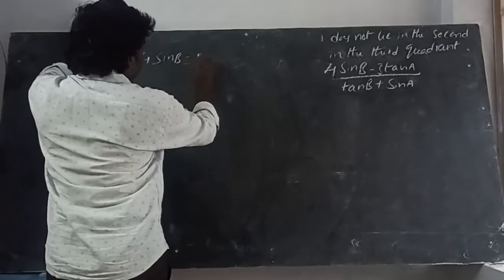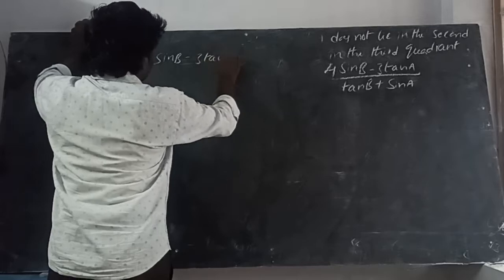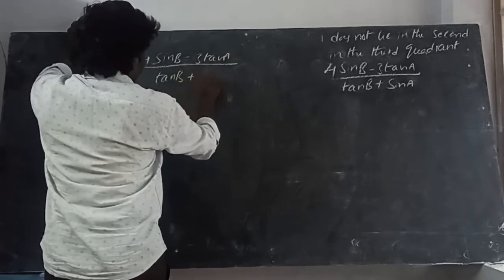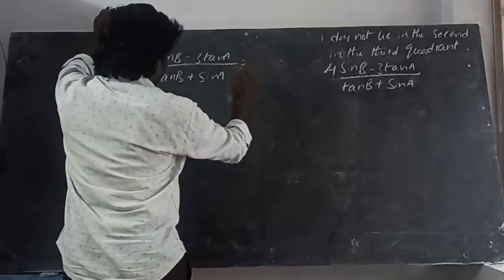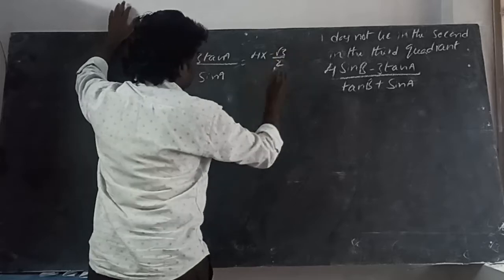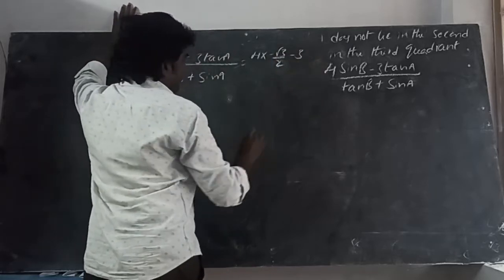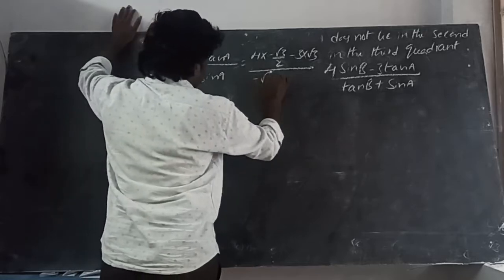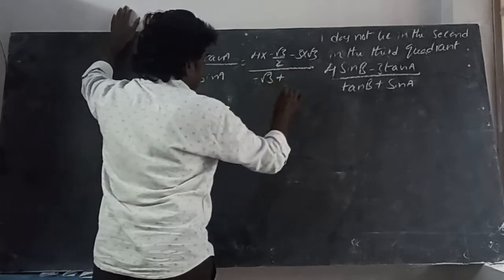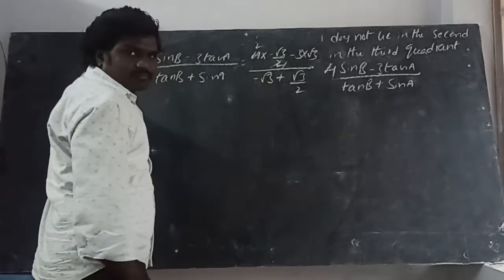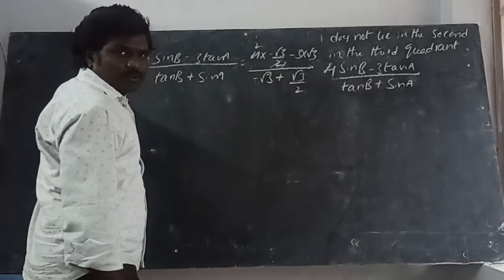4 sin B minus 3 tan A by tan B plus sin A. 4 sin B, that is minus root 3 by 2, minus 3 tan A, that is root 3 by tan B, minus root 3, plus sin A, root 3 by 2. 2 one side, 2 two side.